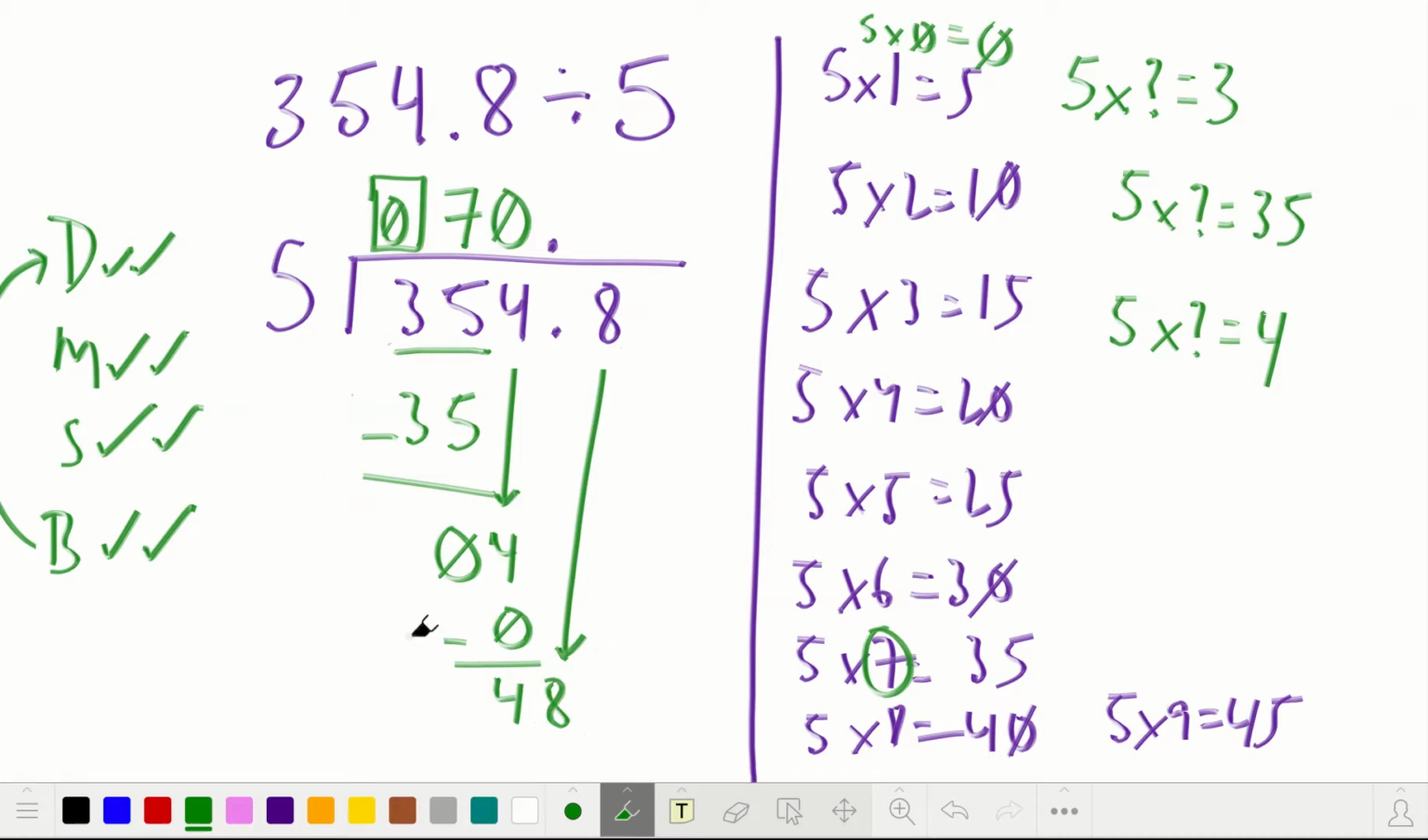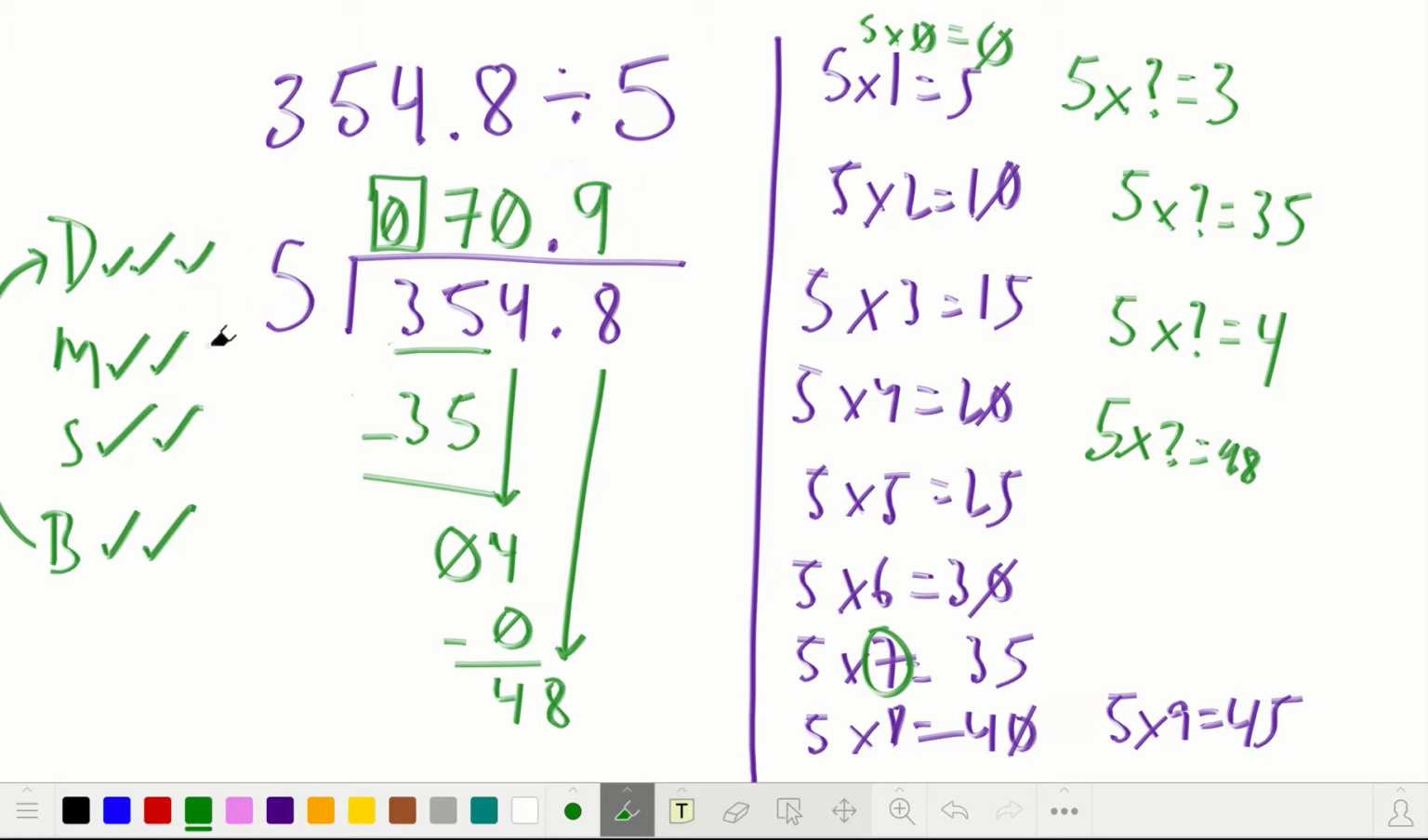So now I have 48. So I'm going to look at my cheat sheet over here. I'm going to think, 5 times what number is going to give me 48? So looking at my chart over here, the closest I can get is 5 times 9, which is 45. So I'm going to put a 9 up here.